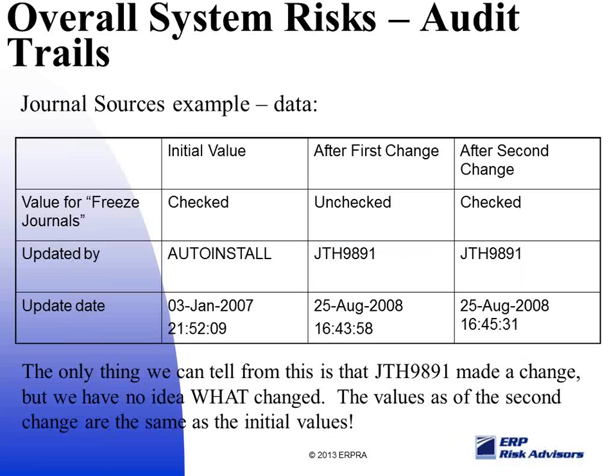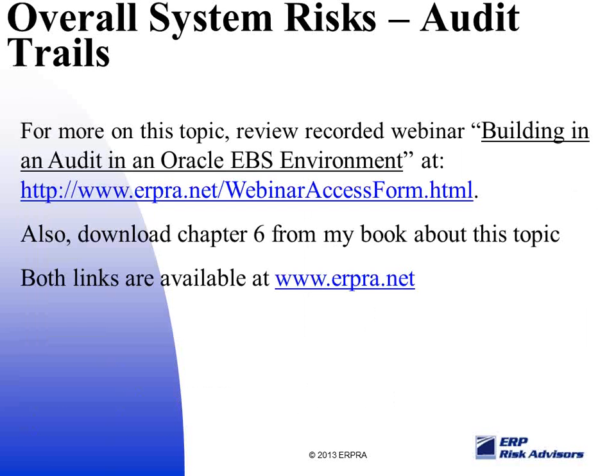This is just another way to look at this same information in a table format I put together, where the freeze journals is checked, unchecked, and then checked back, and the whole history of this. So it does tell us what was changed, who made the change, and what the date of the last change was, but it doesn't tell us the details of what was changed, and that's a pretty critical thing from an auditor's perspective.